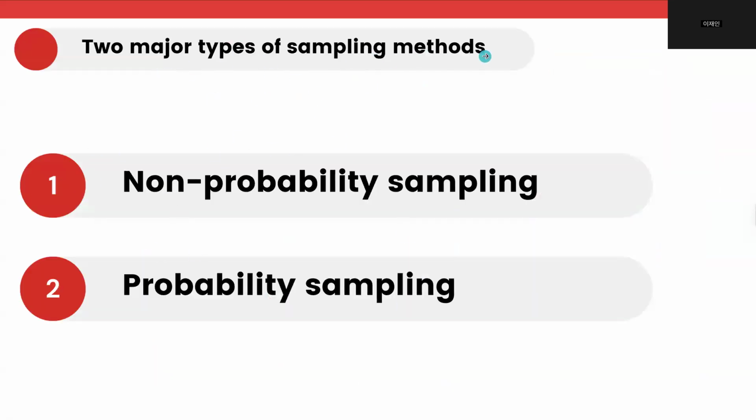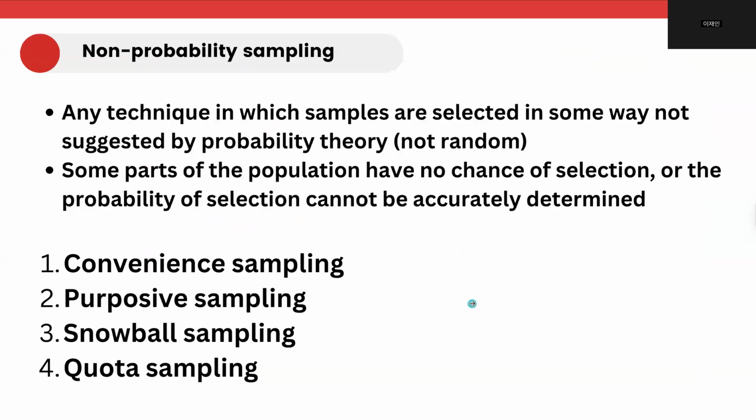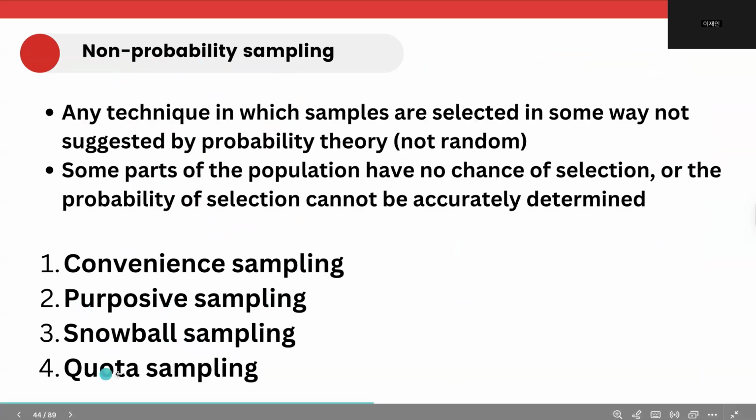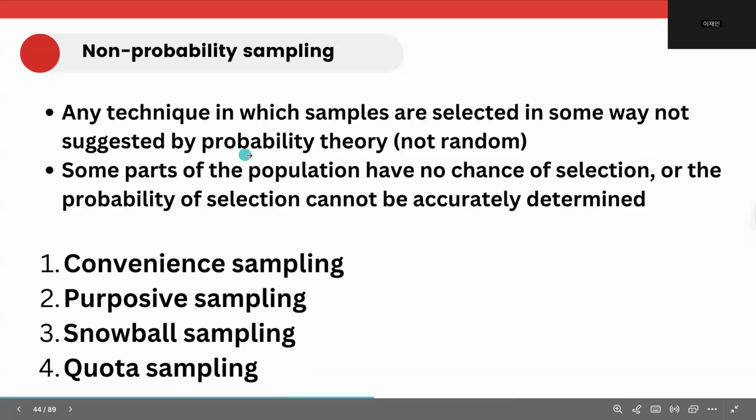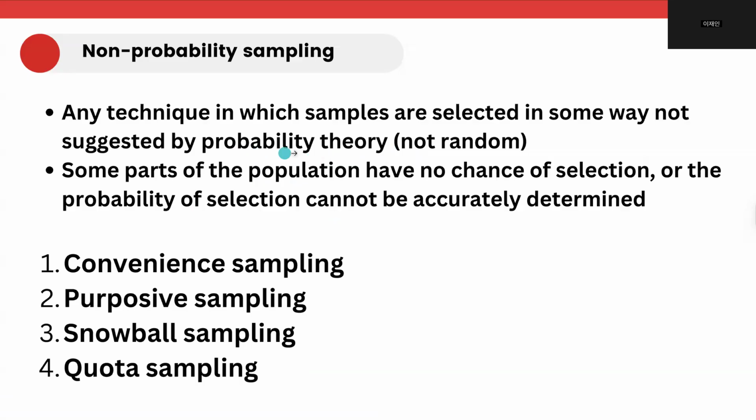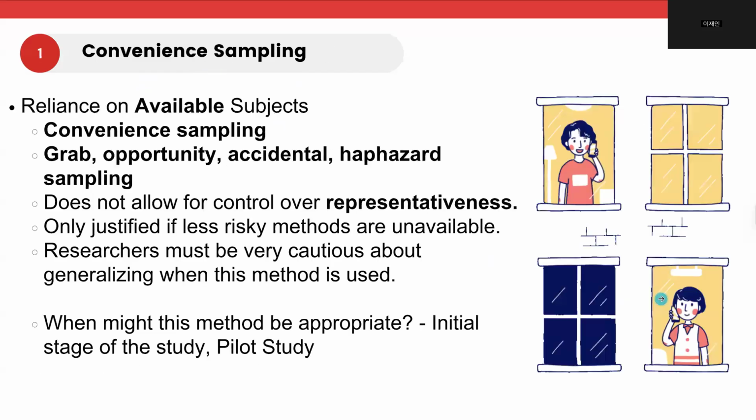So there are two major types of sampling methods: non-probability sampling and probability sampling. There are four types of non-probability sampling: convenience sampling, purposive sampling, snowball sampling, and quota sampling. These are not by probability, so these are not random. Some parts of the population have no chance of selection, or the probability of selection cannot be accurately determined, so there are many limitations. However, non-probability sampling is more accessible, more budget-friendly, and time-saving. So that's why many researchers are using this method.